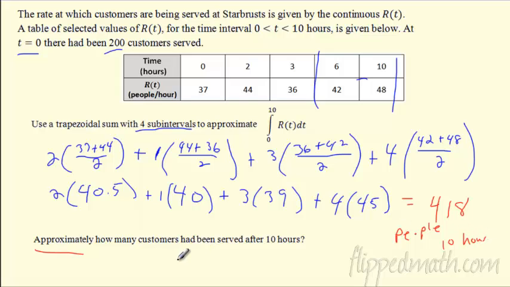But I want to know how many had been served after 10 hours. Don't forget that I had already served 200. So really, during the 10 hours I served 418, and I started with 200, so I actually served approximately 618 people.